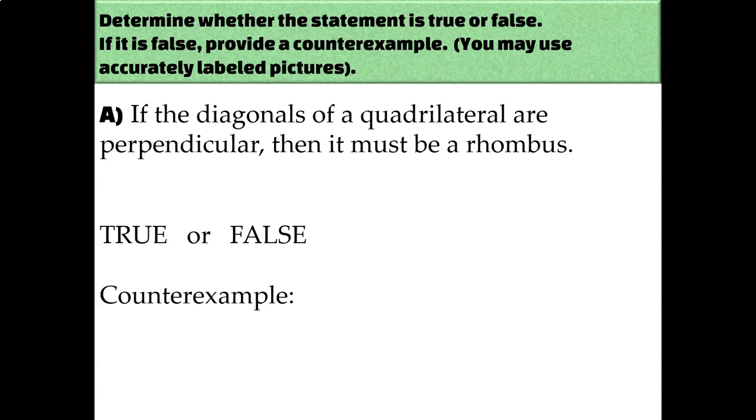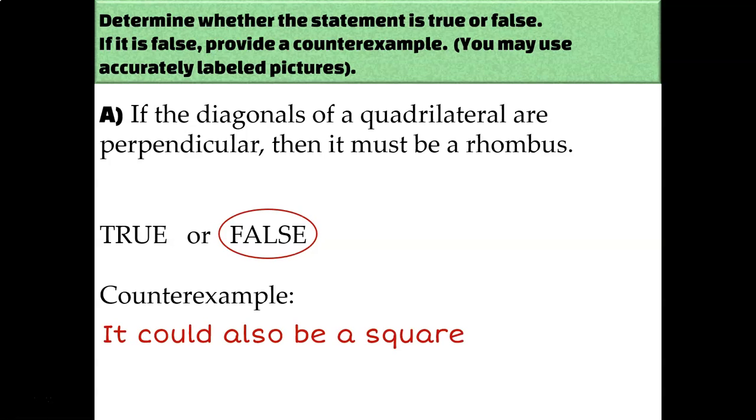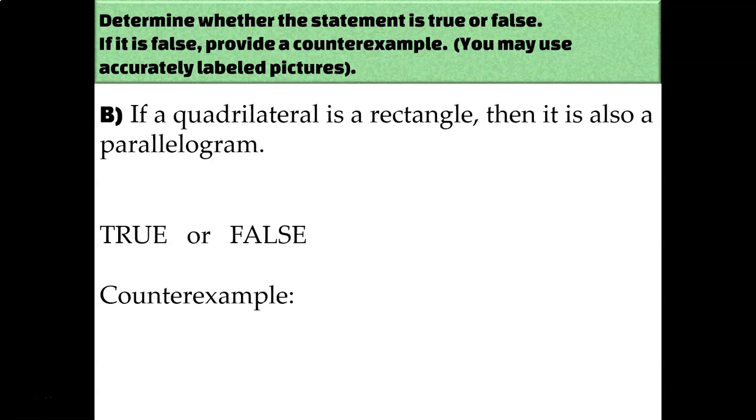So the last thing we'll look at in this video is just a few true-false exercises. If the diagonals of a quadrilateral are perpendicular, then it must be a rhombus. Well, that's not the only thing it could be though, right? Yes, it could be a rhombus, but it could also be a square. So a rhombus isn't the only shape that has perpendicular diagonals. Squares do too.